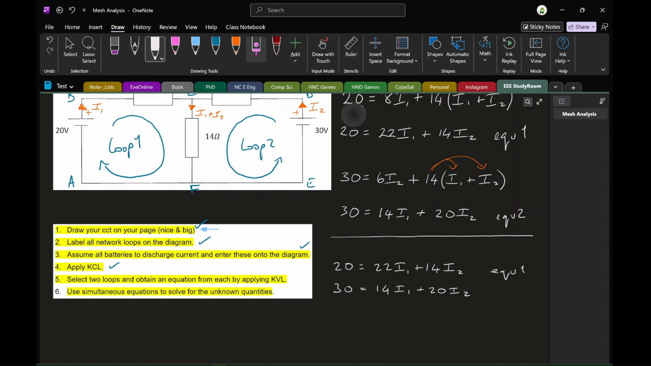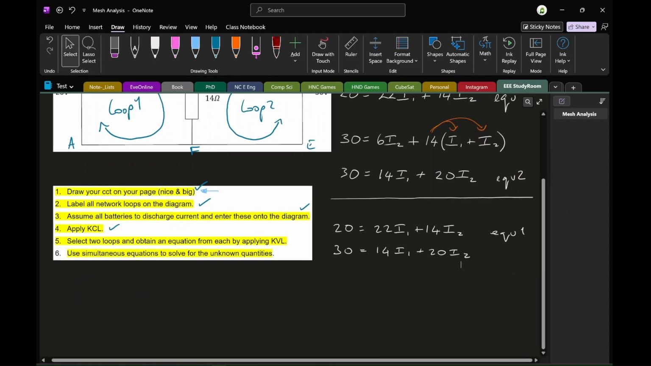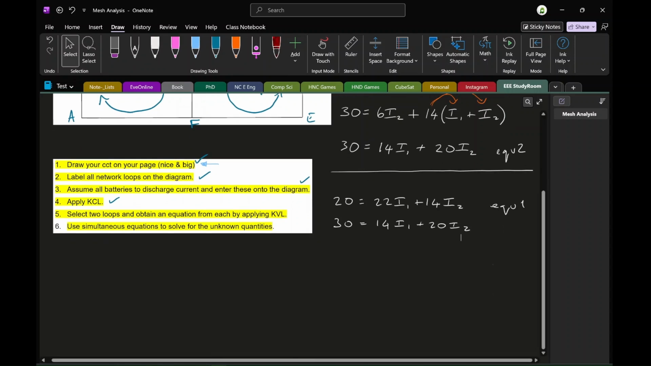I've got my voltages from the supply, 20 volts and 30 volts. And then I've got 2 sets of currents, I1 and I2, on top of each other. What we now have is 2 simultaneous equations, which means that we can eliminate one of the unknown values. If you remember from simultaneous equations, you can have 2 unknowns, I1 and I2. If we remove one of these, then we can figure out our unknown current with only a single unknown term. At this stage you should know this, and we'll go ahead and work this out.